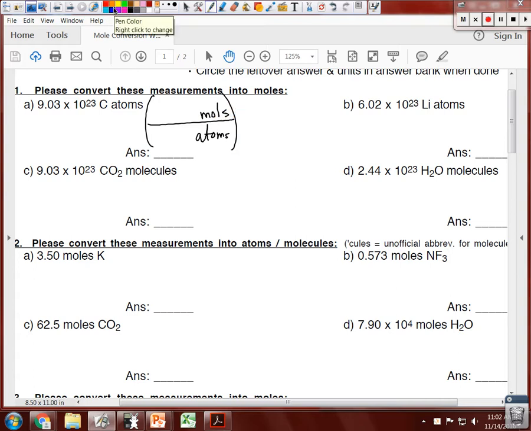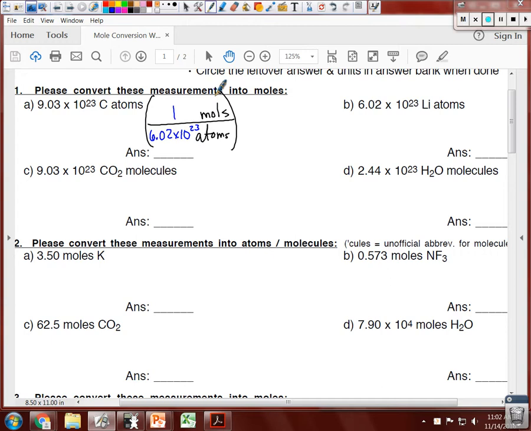So if atoms is on top, where do we put it to cancel it? On the bottom. So I've got atoms on the bottom, and I'm going to go to moles on top. Now, here's my lack of fear. I think this is going to be pretty simple. These two numbers will always be the same no matter what problem we have. What do you always put beside moles? 1. What do you always put beside atoms? Avogadro's number. Yeah, Avogadro.